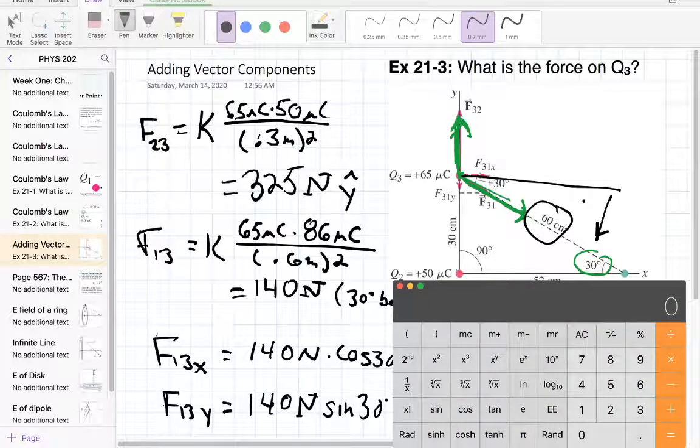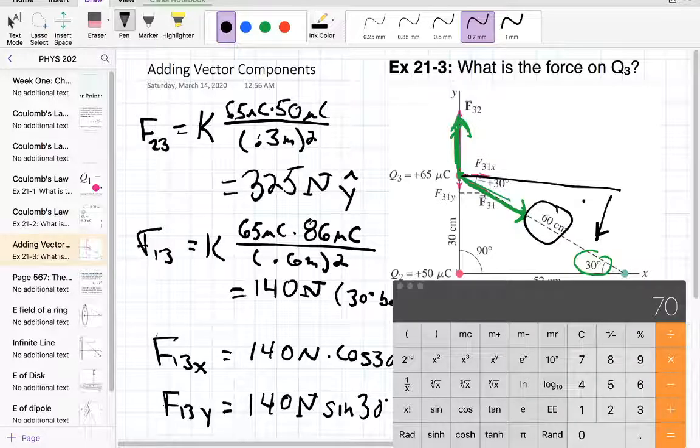Is my calculator in degrees mode? 30 degrees sine, yes. So sine of 30 is half, times 140 is going to be 70. So that's 70 newtons for the y component. 70 newtons, and that's in the negative y hat direction.